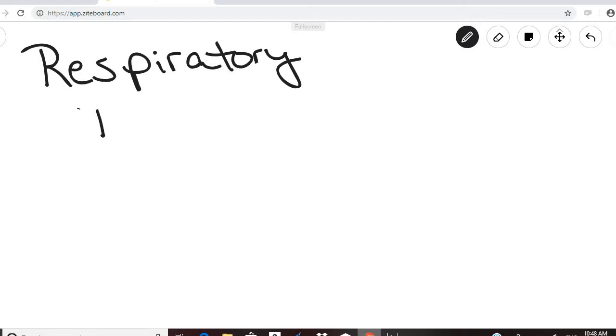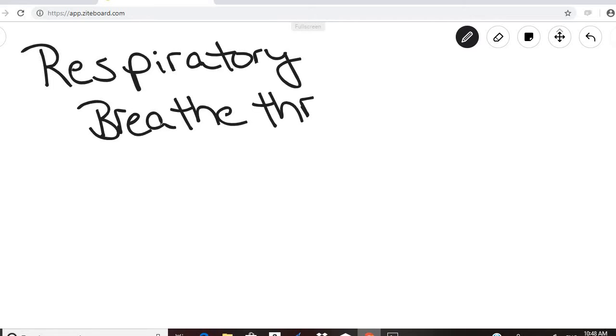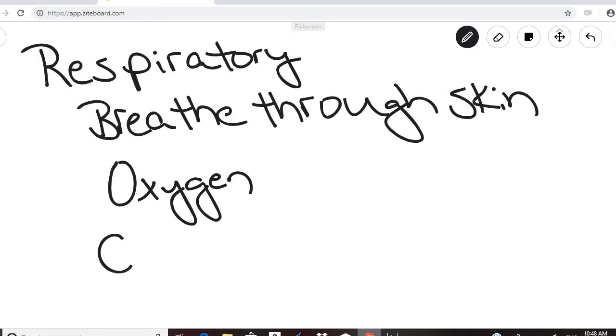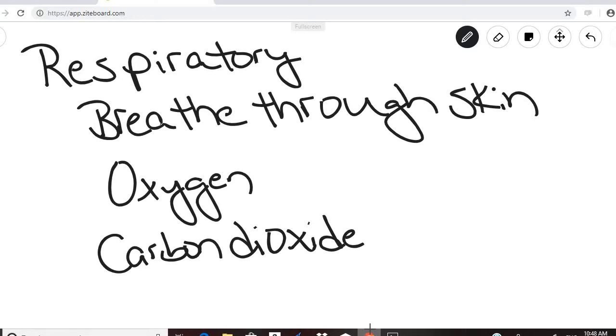What is an earthworm's respiratory system like? How do they breathe? Well, they breathe through their skin. They don't have lungs, they don't have gills, as we will see in other organisms that we're going to study, because their skin is so thin that oxygen and carbon dioxide can just move through the skin. So they pick up oxygen from the air and they get rid of carbon dioxide waste, also just through their skin, back out into the air.